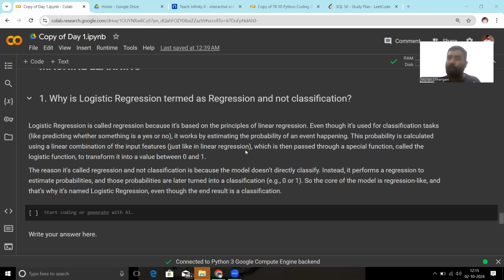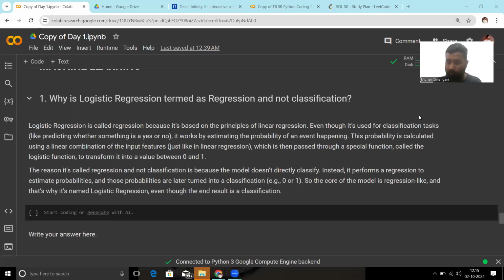When we use a predictive model for 0 and 1, then we use logistic regression, because it squashes the line to 0 and 1. I hope it's clear for you. Logistic regression is termed a regression, not a classification. Yeah. Okay.